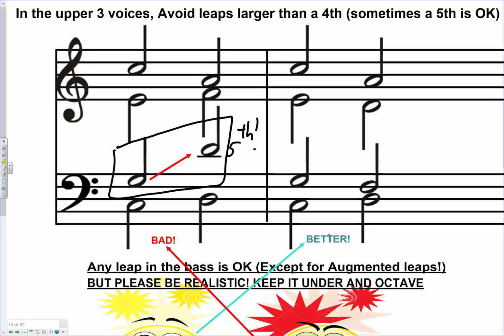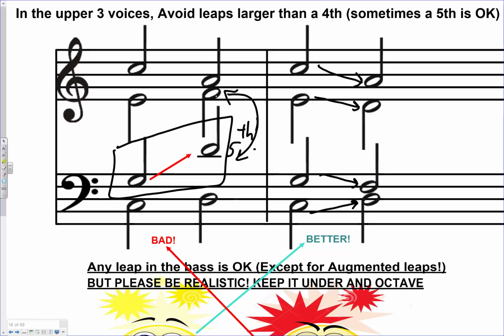In the second measure, this is a better way of writing it because each voice part is moving less than a 4th. The sopranos are moving by a 3rd, the altos are moving by a 2nd, the tenors are moving by a 2nd, as is the bass. Now all I did between the first measure and second measure was switch the alto and the tenor.